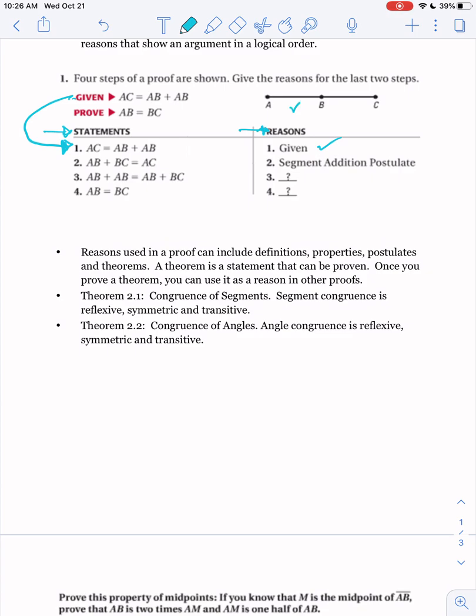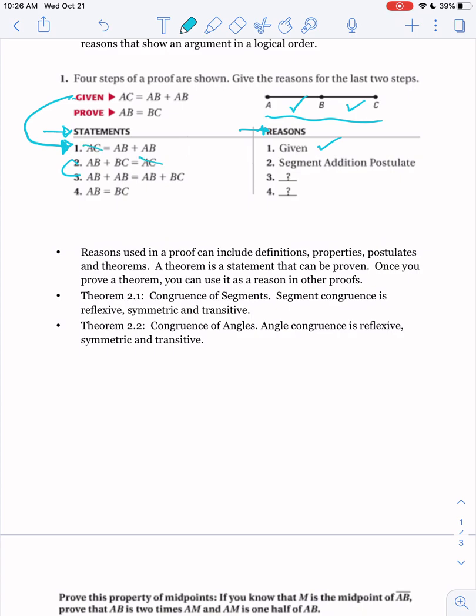So we're saying that AB plus BC equals the whole thing. That's called segment addition. When you add two little segments together to get a big segment, that's called the segment addition postulate. So now we're moving on to step 3. Step 3 says that AB plus AB equals AB plus BC.